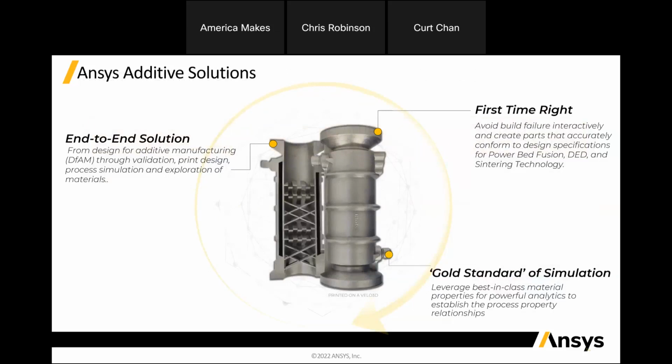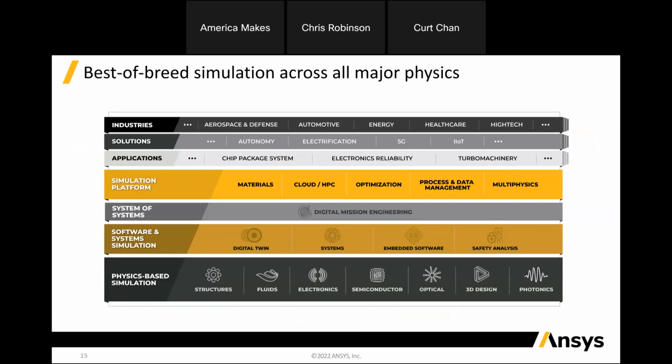By utilizing the gold standard of simulation, the Ansys solvers, leveraging best-in-class material properties and the powerful analytics that we have to establish the process property relationships. And this is all combined into an end-to-end solution. And when I talk about end-to-end solution with Ansys, I'm not really referring to just the process of receiving a part that has been designed for additive or not designed for additive, and choosing an orientation, supports, processing, looking at process simulation, going through that process. That is part of a workflow that we can do that's end-to-end.